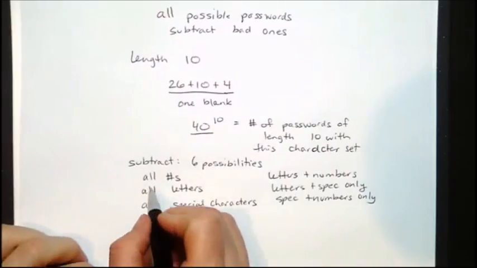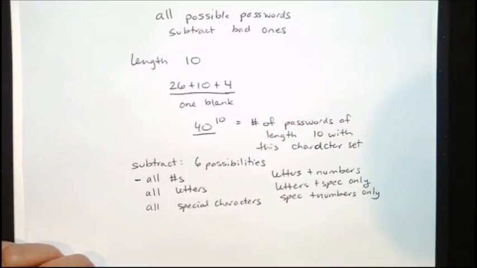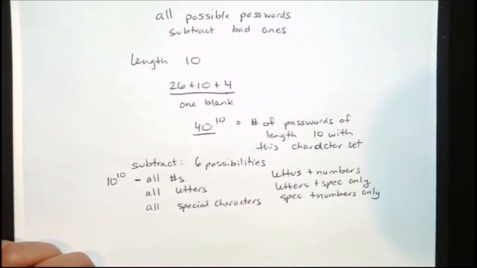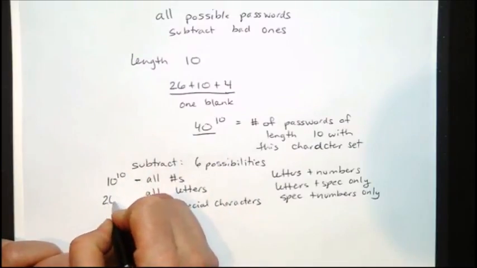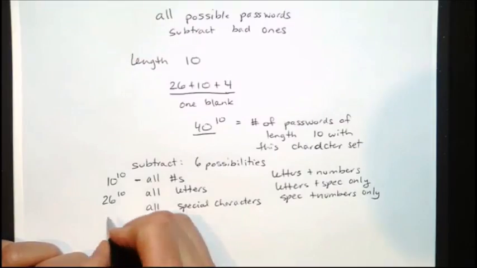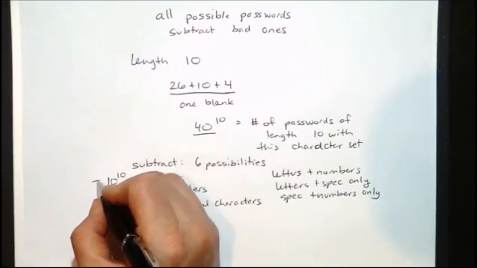So how many strings are there that are only numbers? 10 raised to the 10th, because each blank only now can have a number in it. So it has only 10 choices, and there's 10 of them. All letters is easy, 26 raised to the 10th. So there's 26 letters, 10 blanks, multiply 26 together 10 times. Okay, all special characters, that's 4 choices raised to the 10th.